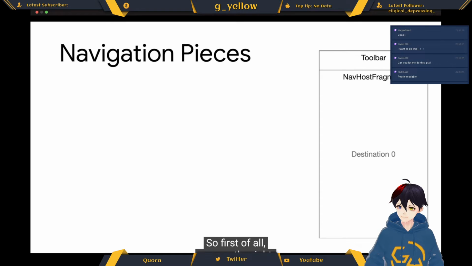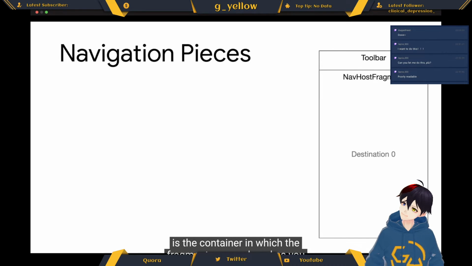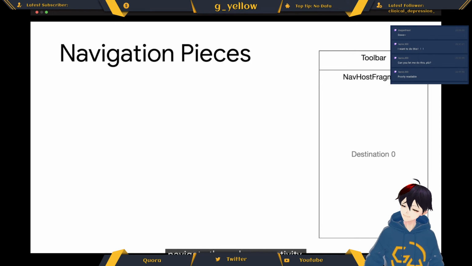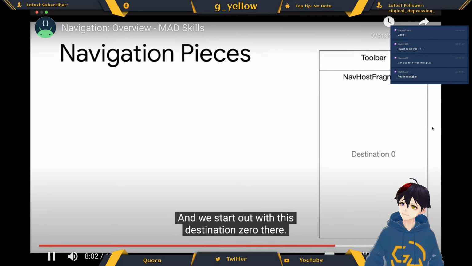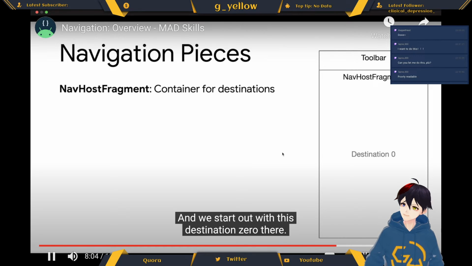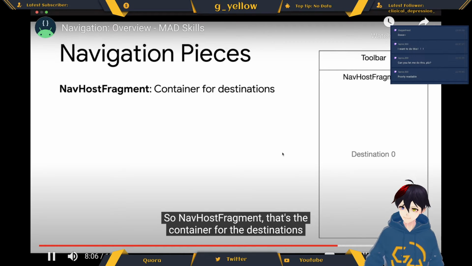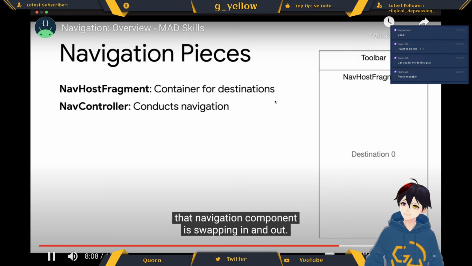So first of all, over on the right, you see this really quick sketch of what the UI looks like. You have a toolbar at the top, and then you have that Nav Host Fragment. That again is the container in which the fragments are replaced as you navigate through your activity. And we start out with this destination 0 there. So Nav Host Fragment, that's the container for the destinations that navigation component is swapping in and out.